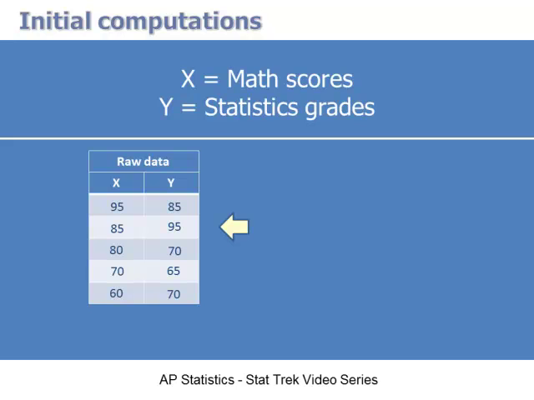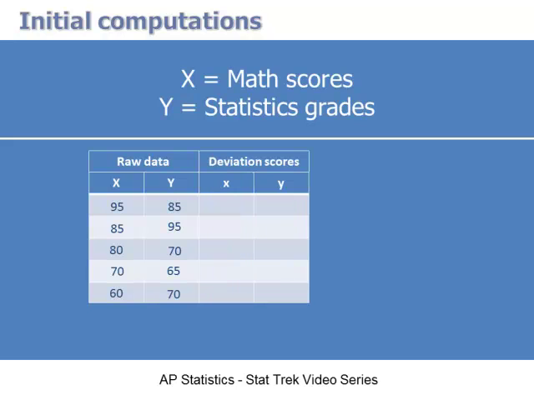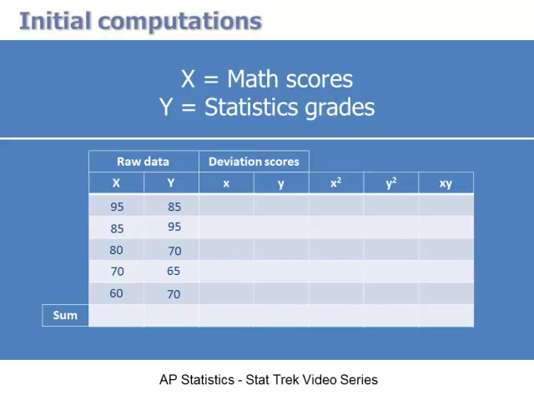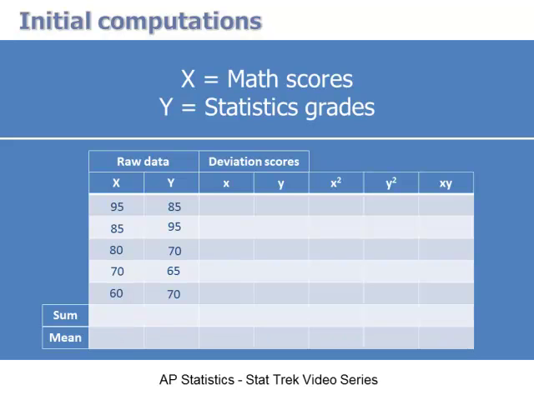One of the first things we will do with these data is to compute deviation scores, which are represented by lowercase letters. Then we'll compute the squares of the deviation scores, as well as the deviation score cross products. We'll also need to compute the sums of several columns. And the last row of the column will display the mean of the raw scores. Now, all we need to do is fill in the table. We begin by computing the sum of the raw scores. The sum of the X scores is 390, and the sum of the Y scores is 385.